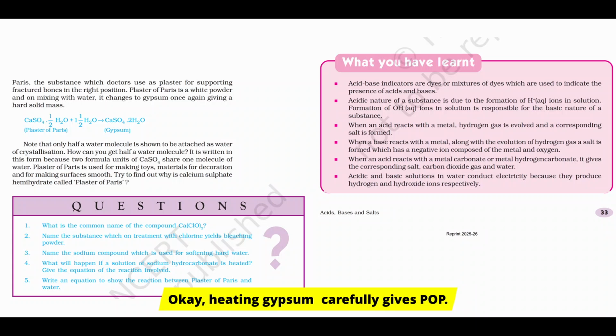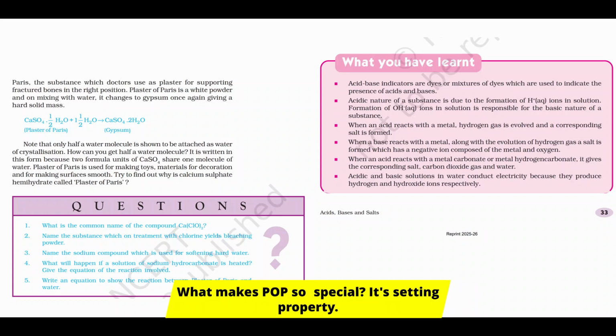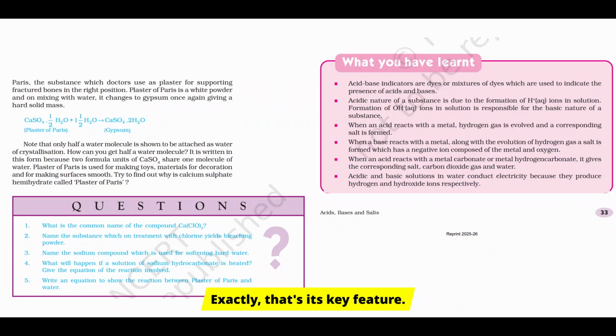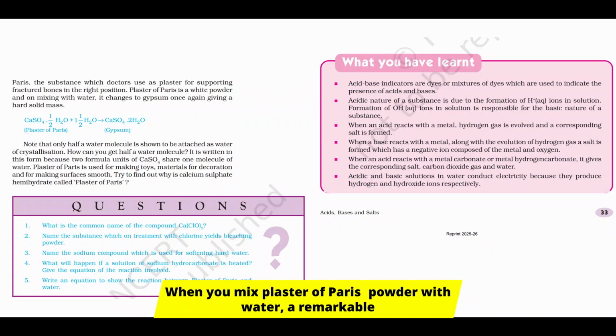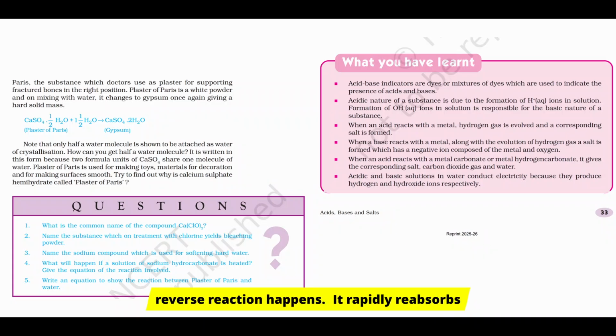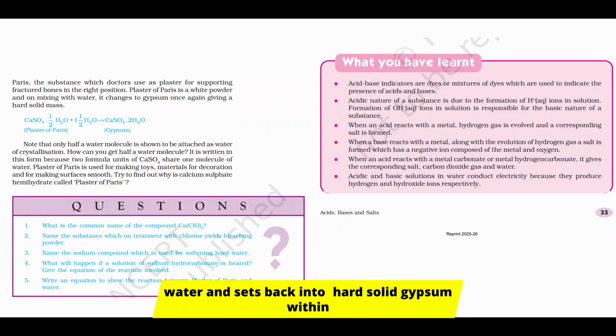Okay, heating gypsum carefully gives POP. What makes POP so special? Its setting property. Exactly, that's its key feature. When you mix plaster of Paris powder with water, a remarkable reverse reaction happens. It rapidly reabsorbs water and sets back into hard, solid gypsum within about 5 to 15 minutes.